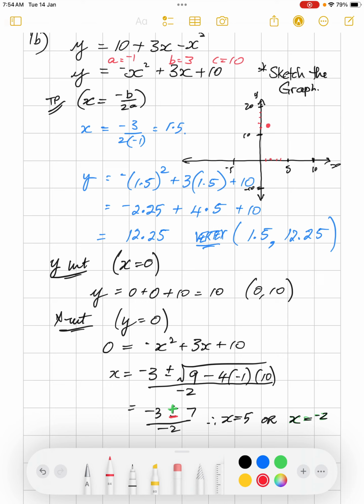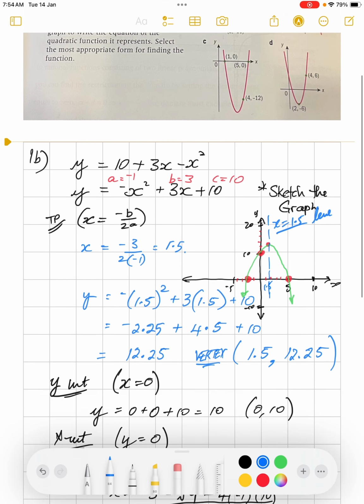And the y-intercept is at 10. There's 10. The x-intercepts are at negative 2 and positive 5. And there we can see the parabola looks like this. And the axis of symmetry happens at the x equals 1.5 line.